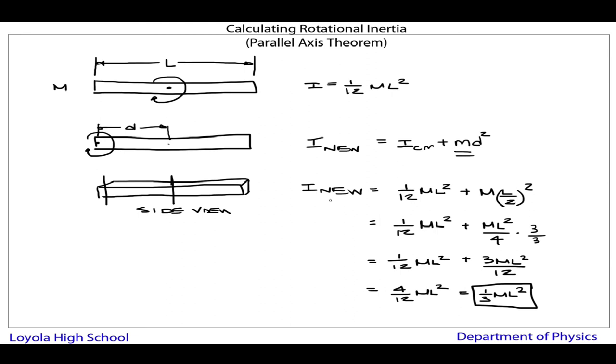So in general, the parallel axis theorem says, if I move the rotation point to an axis parallel to the original one, the new rotational inertia is equal to the original one at the center of mass, plus the mass of the object times d squared. How far from the original axis, or the center of mass axis, is the new axis? And with this, you can do lots of different calculations of rotational inertias of objects, actually pretty simply.